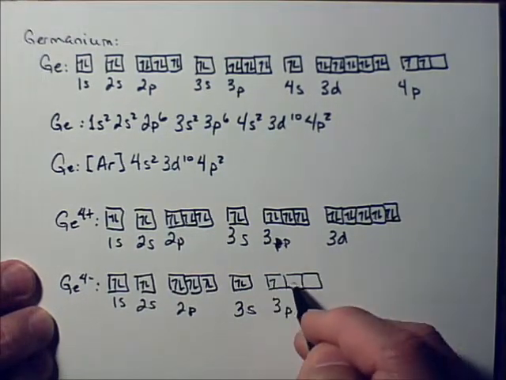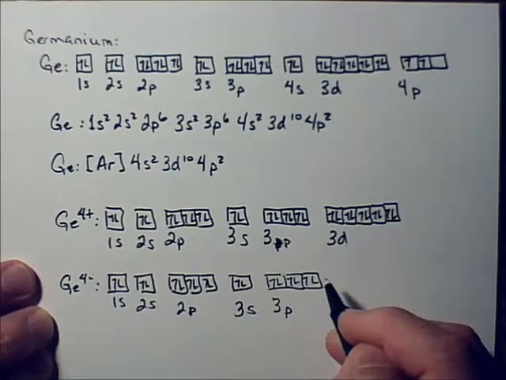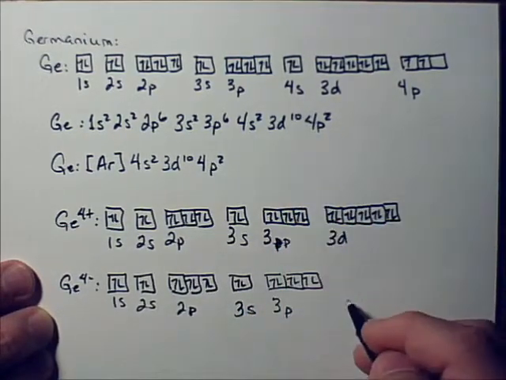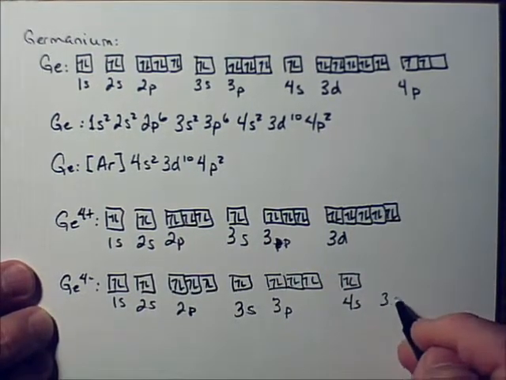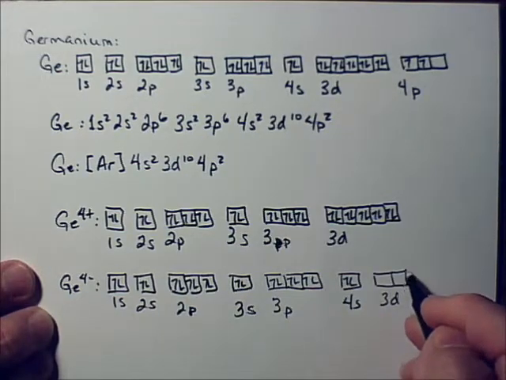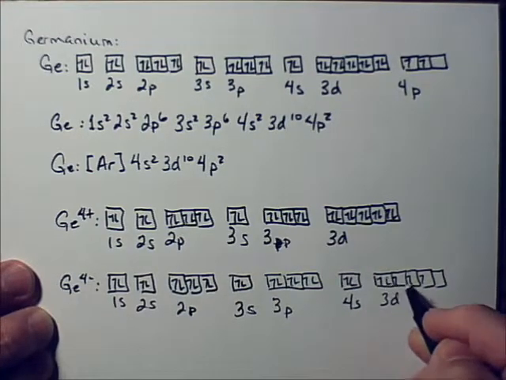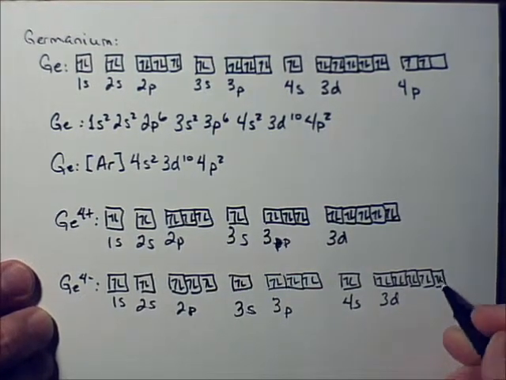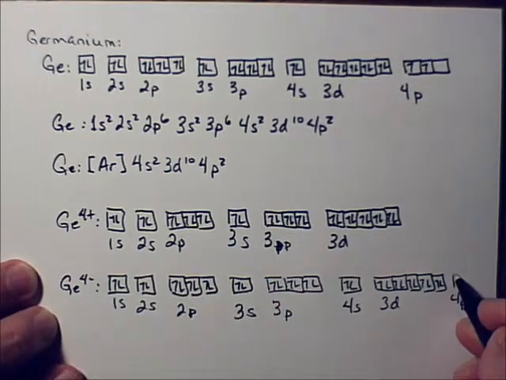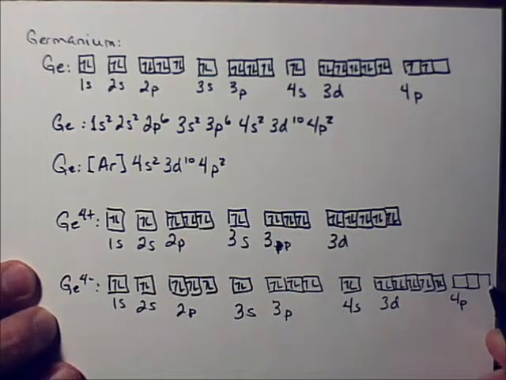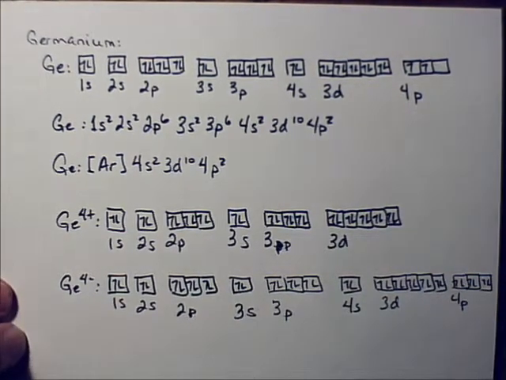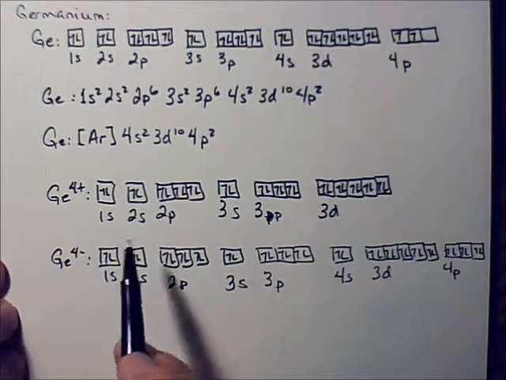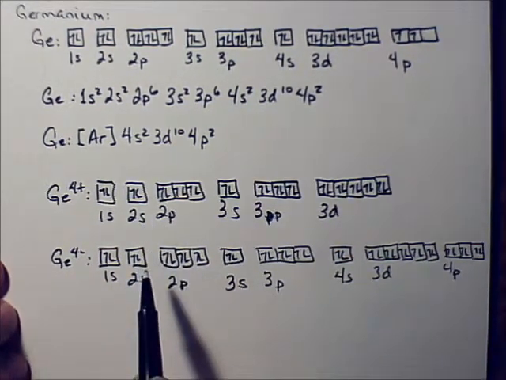I'm trying to rush a little too fast. We're going to keep 4s. 3d's remaining, no change. 2, 3, 4, 5. I'm sorry, I didn't put the 5th one in there. And 4p gets completely filled up. Okay? And you should be able to write the electron configuration and orbital notation for both of these.